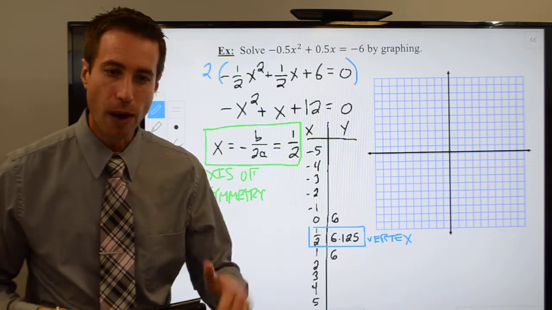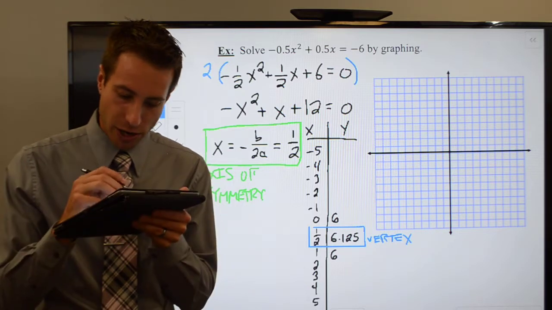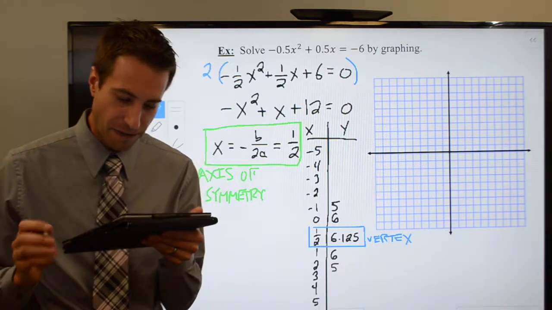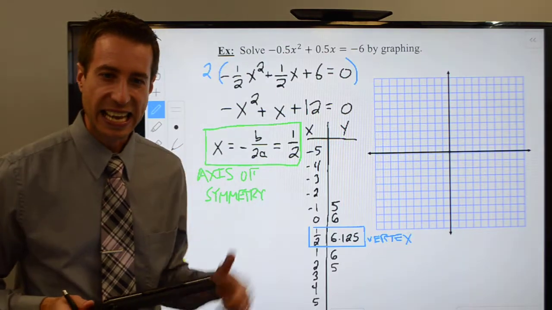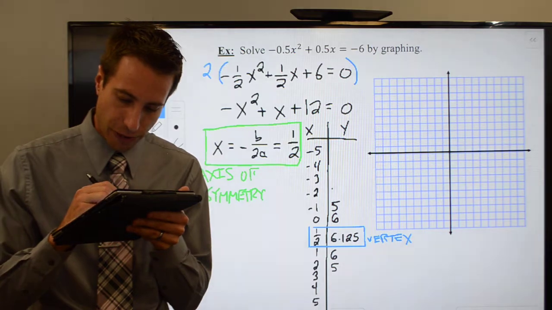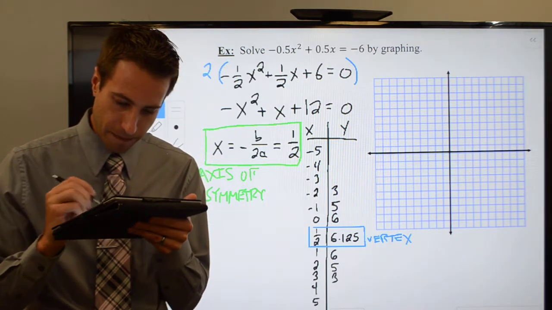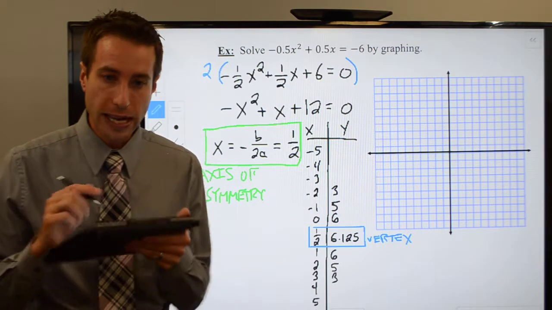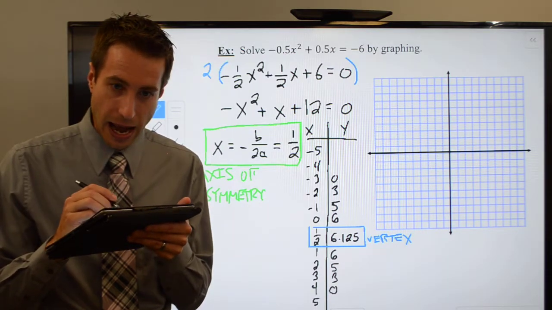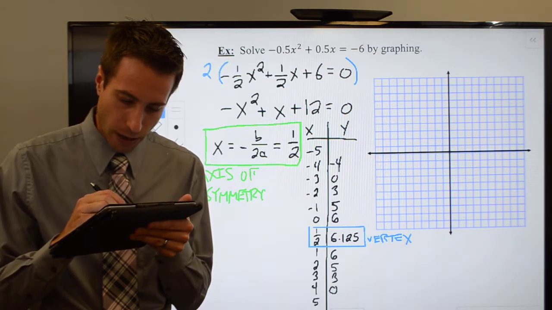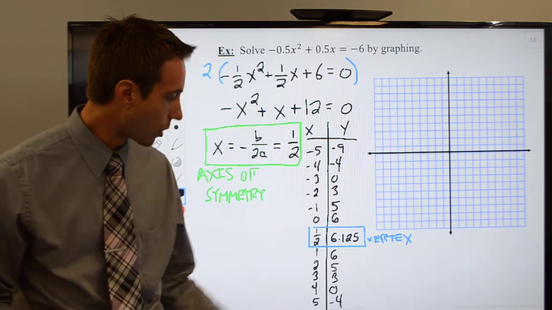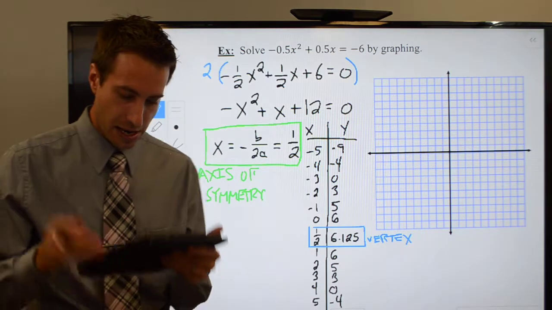Plug in a negative 1. Again, don't fat finger something on your calculator, and you should wind up with a 5 and a 5. Plug in a negative 2. You should get 3 and 3. Plug in a negative 3. Should get 0 and 0. And then I wind up with a -4 and a -9, which means I'd have -4, and then this one would also be a -9.